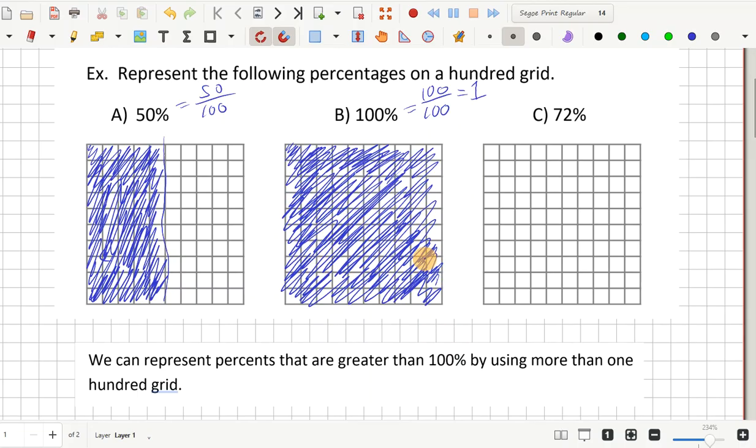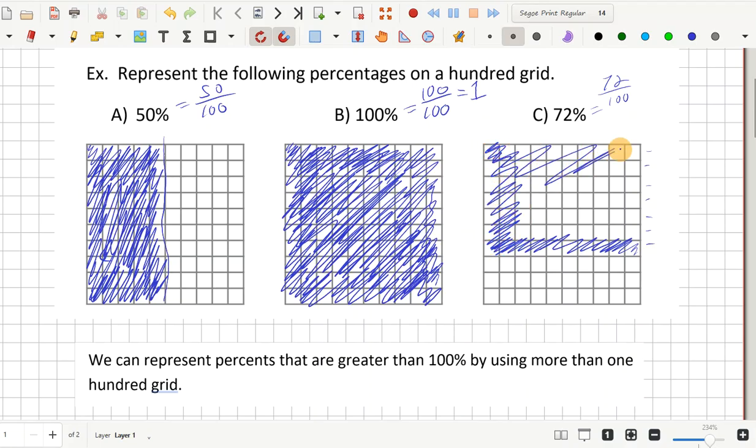Okay, the next one, 72. So 72, again, represents 72 out of 100. So I have 100 squares here. I'm going to fill in 72 of them. As I said, there's 10 in each row. So that's 1. If I fill in 1, 2, 3, 4, 5, 6, 7 rows completely, all the way down to here, that means I will have filled in 70 squares.